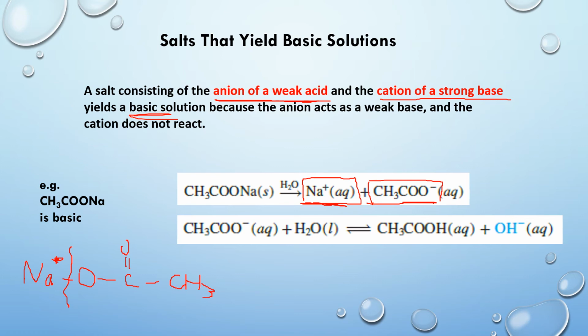In this case, because sodium doesn't react with water, it has no effect on the pH. For the acetate ion, because it is the anion of a weak acid, it's the conjugate base of acetic acid. So when it dissolves in water, it acts like a base, so it will generate hydroxide. So the overall effect will be that the solution becomes more basic, because of the production of this OH minus.